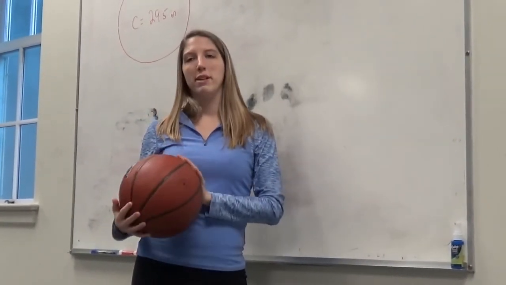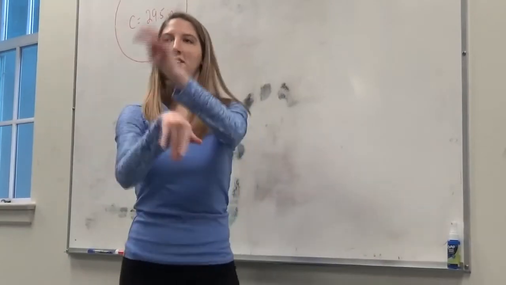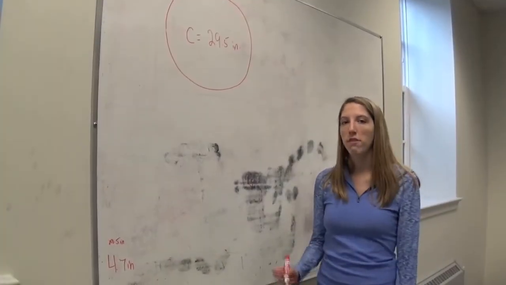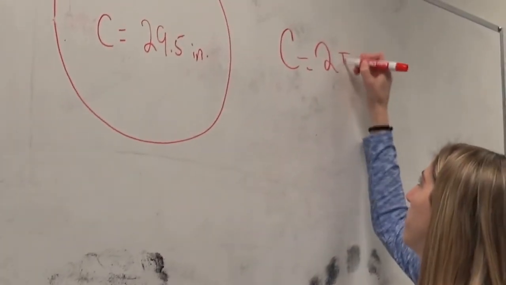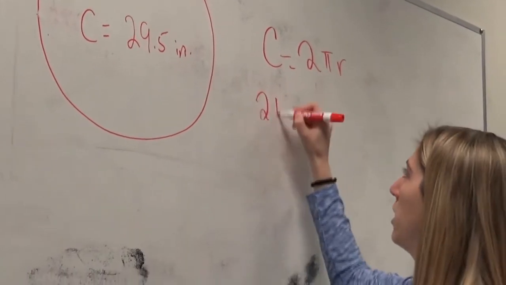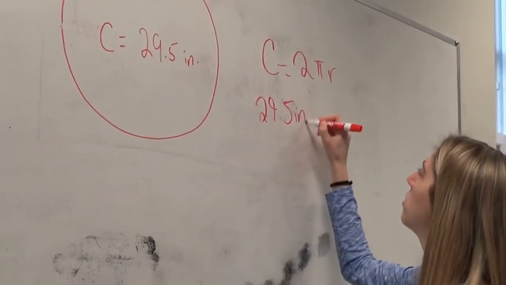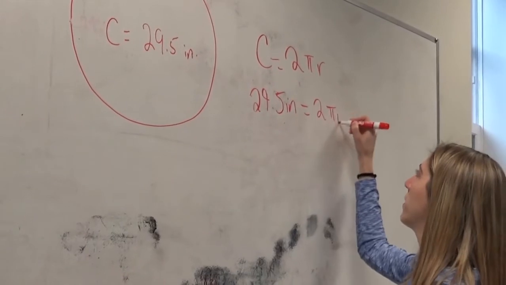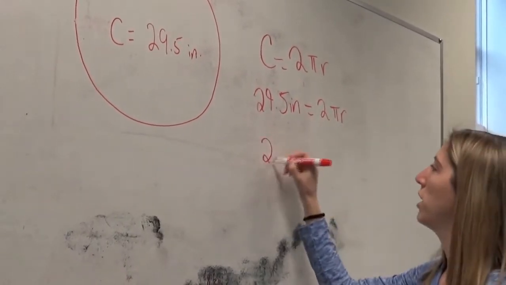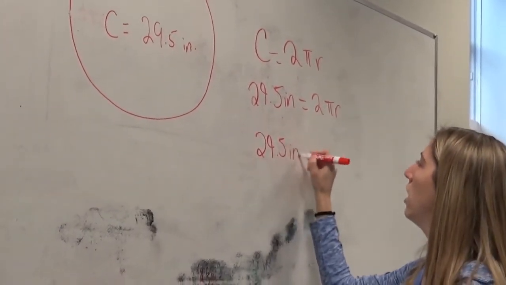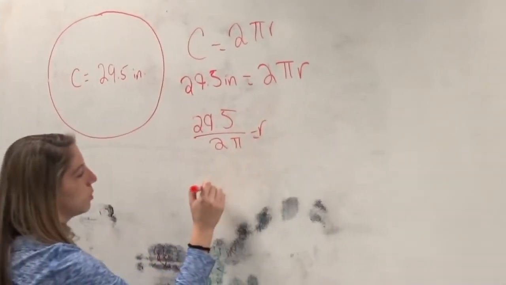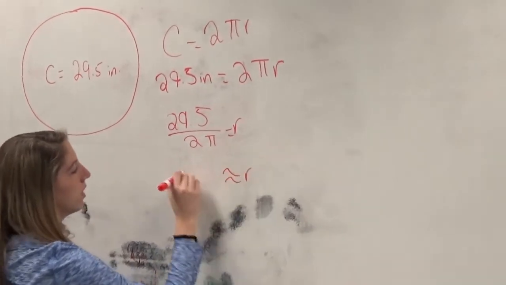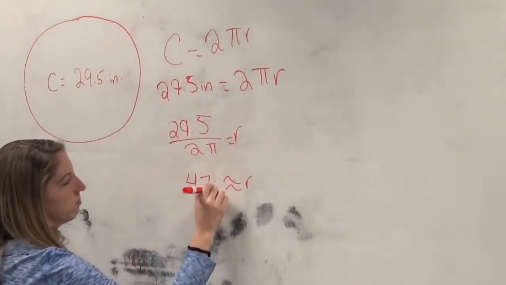The circumference of my basketball is 29.5 inches. Now, since we know the circumference, we could use this to find the radius. Circumference is equal to 2 pi r, and we know the circumference is 29.5 inches. So we set this equal to 2 pi r. Now, to get r by itself, we take 29.5 inches and divide it by 2 pi equals r, which is approximately 4.7 inches.